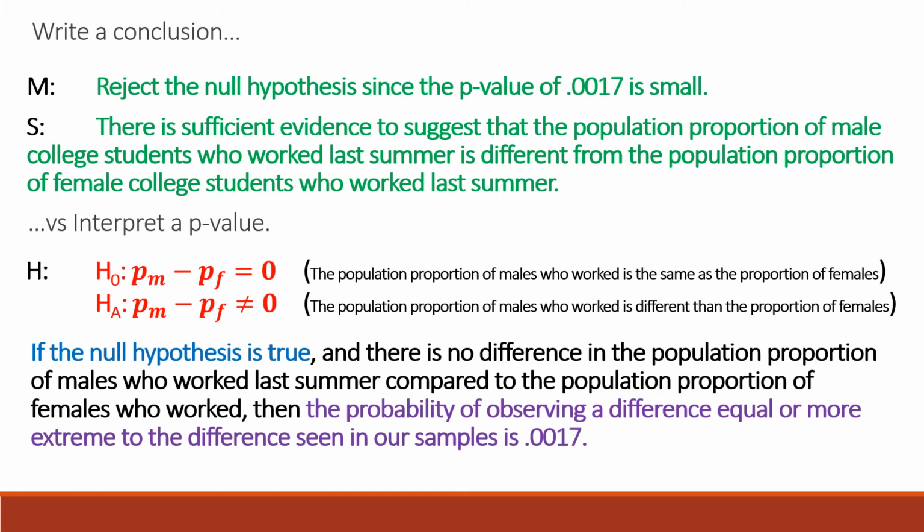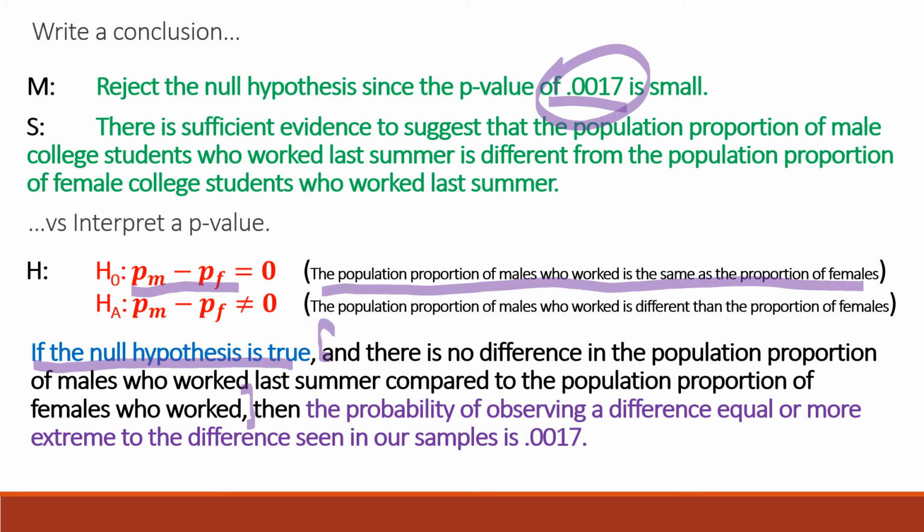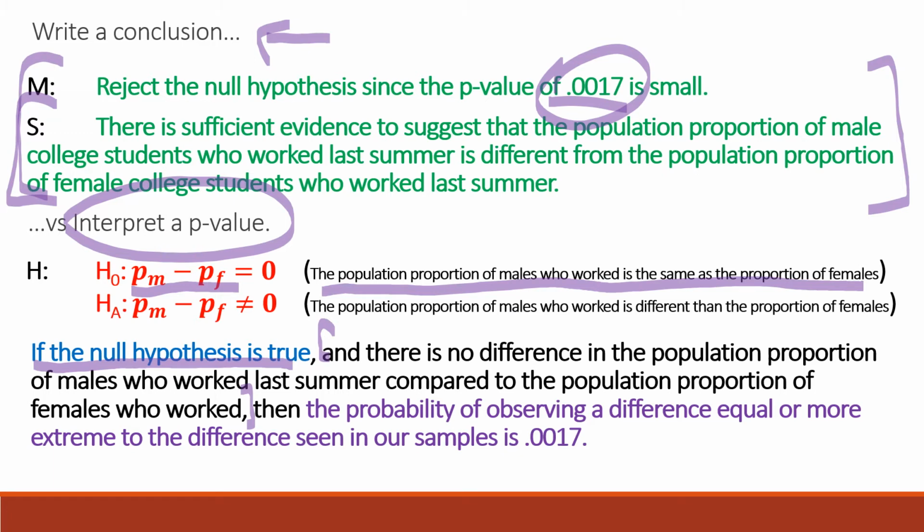Okay, then we just state whatever the null hypothesis says. So in this case, the null hypothesis is saying that there's no difference in the population proportion of males and females who worked last summer. Okay, so we say if the null hypothesis is true, we say whatever it is that the null hypothesis is saying. Okay, and then we follow it up with defining the p-value. So the p-value is the probability of observing whatever we saw in our sample. So there were differences in those samples. The probability of seeing differences at least as large as the ones that we saw in our two samples is 0.0017. That's what we write when we interpret a p-value, different than writing a conclusion, which is just the reject, fail to reject, sufficient evidence statements.